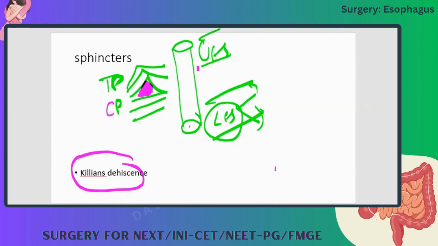If there is weakness and you increase the pressure inside it, what will happen through the weakness? It will open up. It will blow out and give a small diverticulum-like thing. Okay, this is a small diverticulum, and this is known as Zenker's diverticulum.